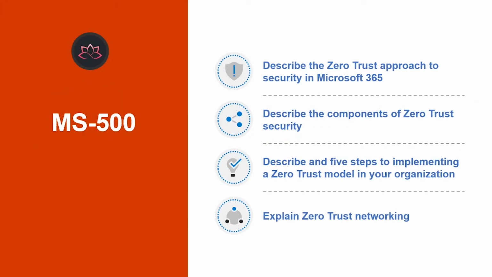Let's have a high-level look at the things we are going to learn in this episode. After this lesson, you would be able to describe the Zero Trust approach to security in Microsoft 365. You would be able to describe the components of Zero Trust security, and the 5 steps to implementing a Zero Trust model in your organization as well. And finally, you would be able to explain the Zero Trust networking to anybody. So without wasting any more time, let's get into it.